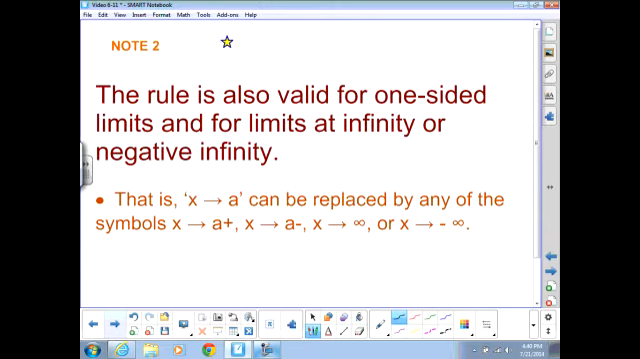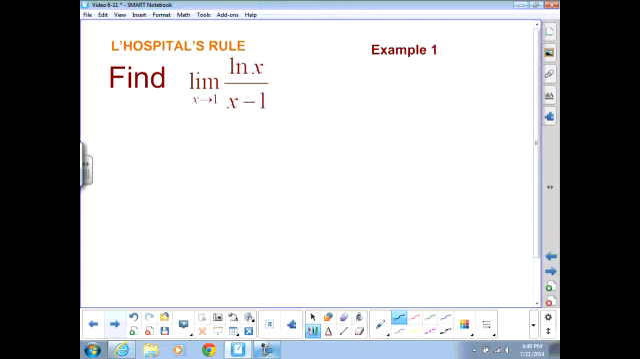So let's look at that one that we couldn't solve before. Natural log of x over x minus 1. When you plug in a 1, log of anything, or log of 1, no matter what type of log it is, is 0, and 1 minus 1 is 0. So this is an indeterminate form case. We'll take the derivative of the top and the bottom, each on their own. Derivative of natural log x is 1 over x. Derivative of x minus 1 is just 1. Well, anything over 1 is just itself, so really we're doing the limit as x approaches 1 of 1 over x.